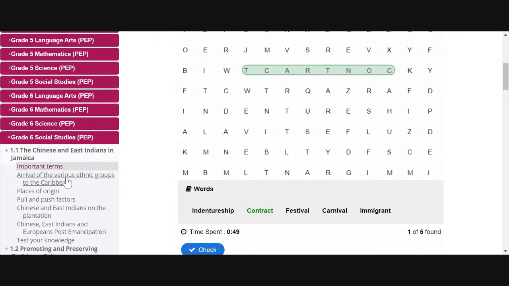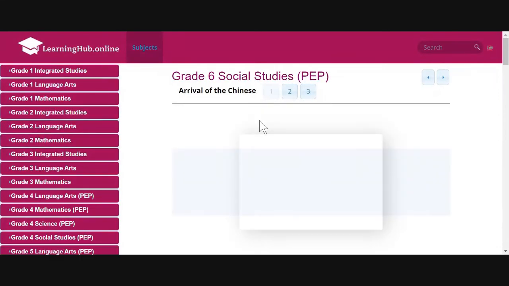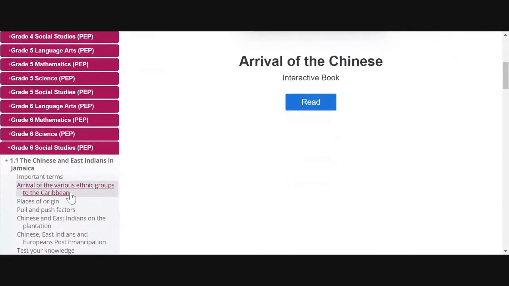And I'm going to find some time tomorrow to look at the arrival of the various ethnic groups to the Caribbean. We're going to look at places of origin. We're going to look at push and pull factors, and these are all on your curriculum. So if we could knock off the first part of the social studies curriculum, that would put us in a good space. And I think we can do that tomorrow. So we just start early, and I am thinking about 12 o'clock, and we should be able to knock off some of this: arrival of the various ethnic groups, places of origin, push and pull factors, and Chinese and East Indians on the plantation. At least these we should be able to do tomorrow.